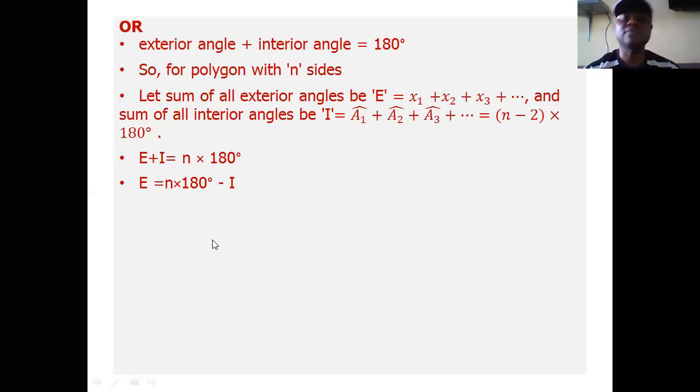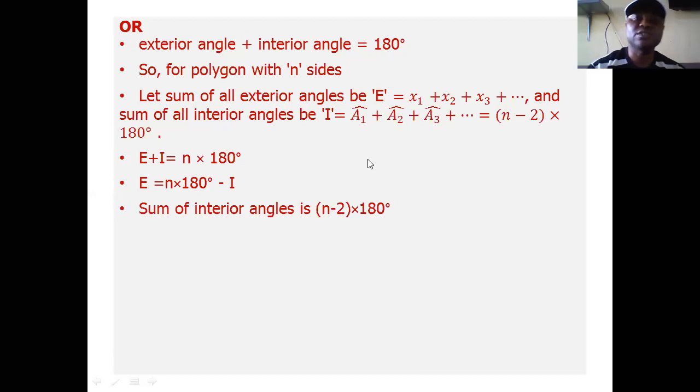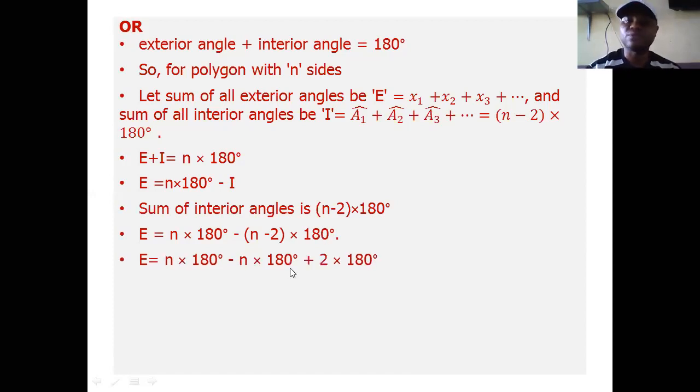So take I to the other side, and I is what? N minus 2 times what? 180 degrees. Don't forget that. I is n minus 2 times 180 degrees, as you can see there. Then substituting the value, the sum of interior angles is n minus 2 times 180 degrees. When you substitute this value for I, open the bracket. Remember to take note of this minus sign. n times 180 minus 2 times 180, you will have this.